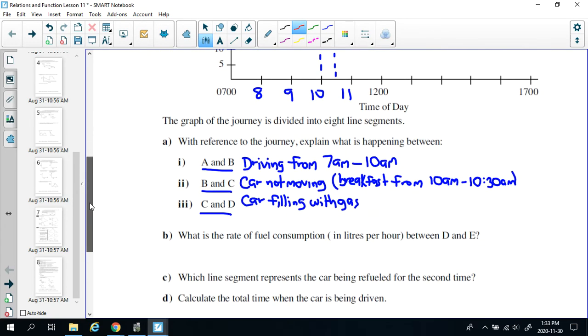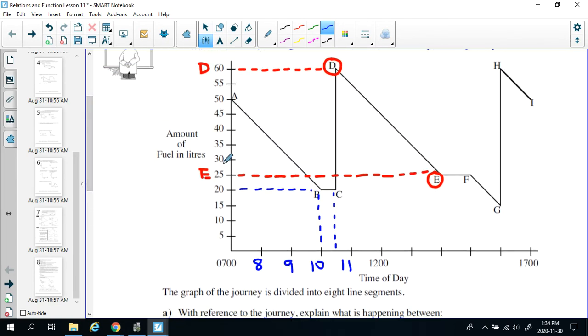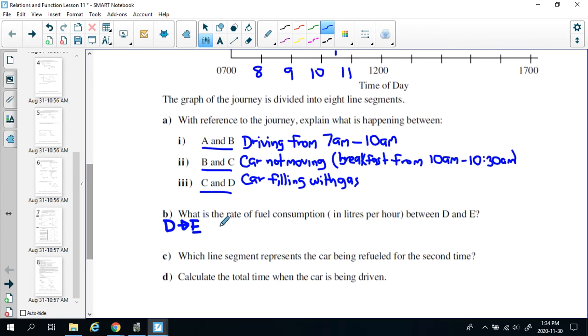Okay, so we drop back down now. I'll show you how to do a fuel consumption calculation in a moment. From D to E, your fuel went from 60 liters to 25 liters. Let's calculate that difference. 60 liters subtract 25 liters means that 35 liters of gas has been consumed.